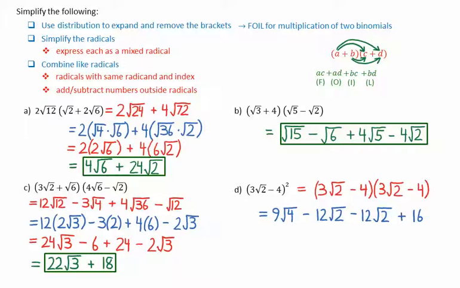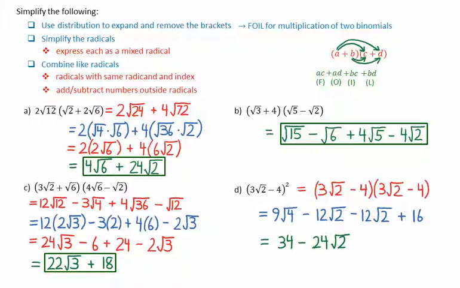3 root 2 times negative 4 gives negative 12 root 2. And again, negative 4 times 3 root 2 gives another negative 12 root 2. And then negative 4 times negative 4 gives positive 16. Here we can simplify the root 4 to being 2, giving us 9 times 2, which is 18. We then combine the 18 plus 16, giving us 34.